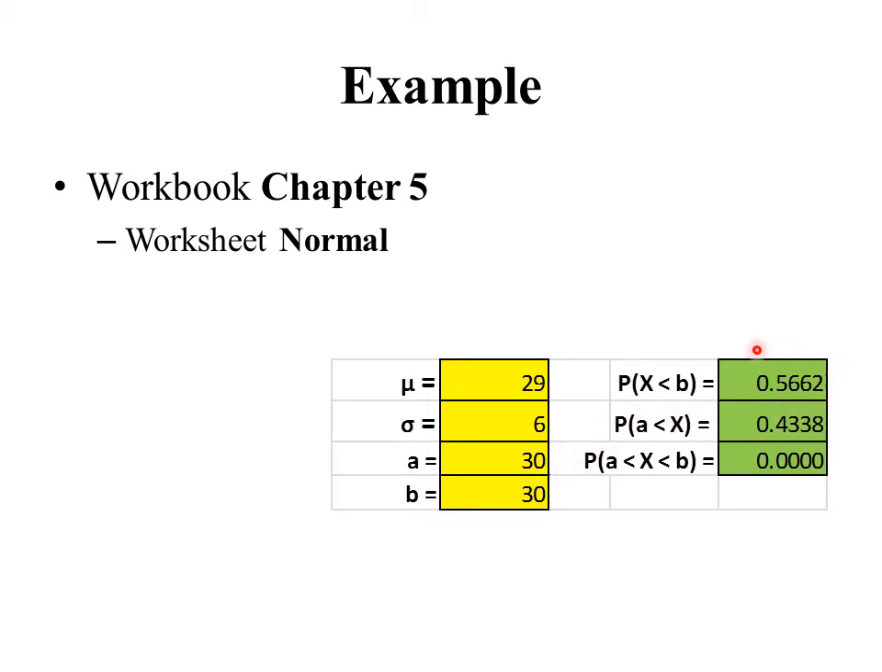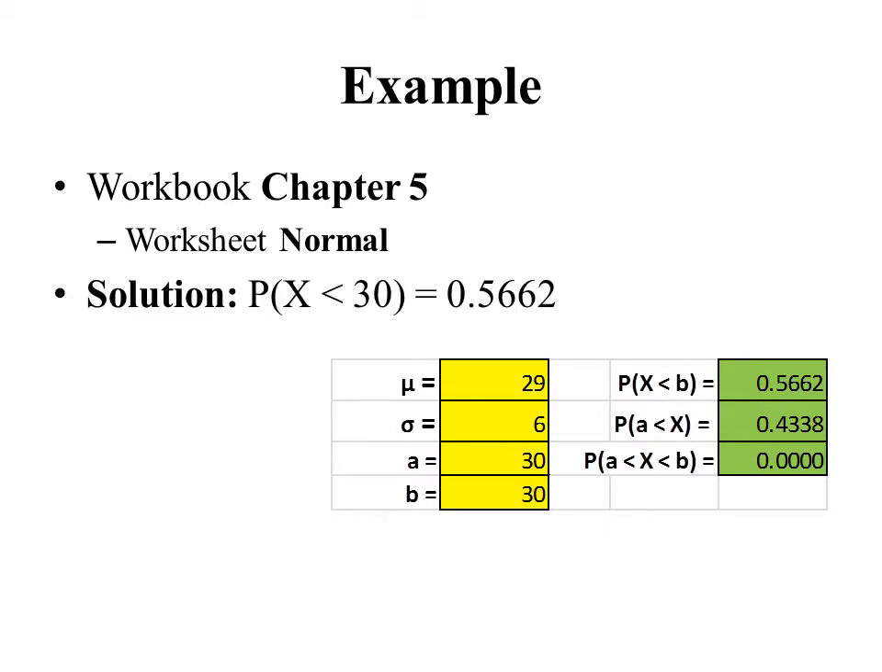And the number that's given right here is our probability. So the probability that x is less than 30 is 0.5662. Now, the book talks about other ways of calculating this by calculating z-scores and using tables, and we won't get into all those details here. We'll just focus on understanding how to use the workbook to calculate these probabilities.